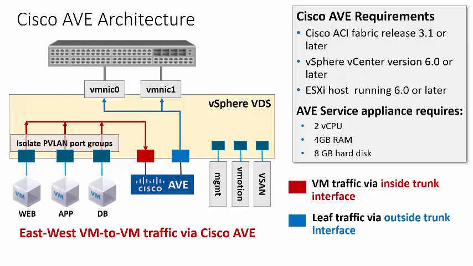So the architecture itself requires, of course, 3.1, vSphere vCenter 6, and hosts running 6 or later. The AVE service appliance requires 2 virtual CPUs, 4 GB of RAM, and 8 GB of hard disk. It's actually very small. VM traffic goes via an inside trunk interface. East-west traffic is via the AVE. Any leaf traffic is going to go outside the trunk interface to the vNICs and to the leaf.